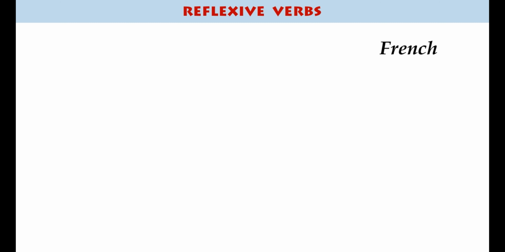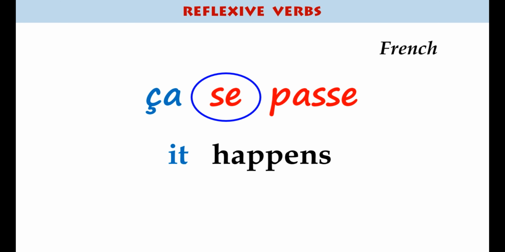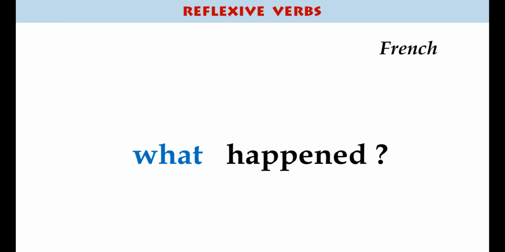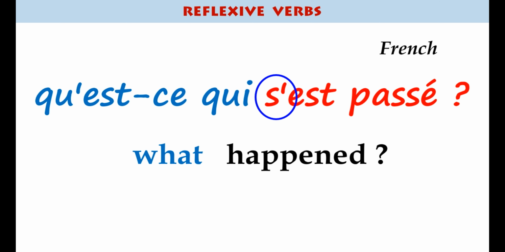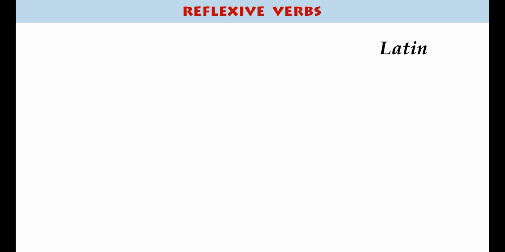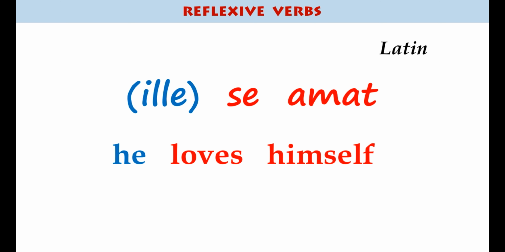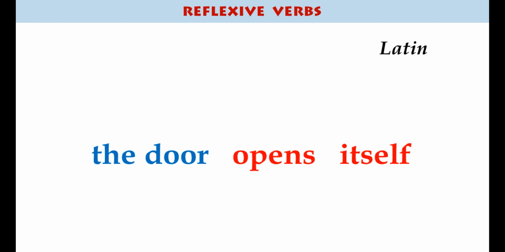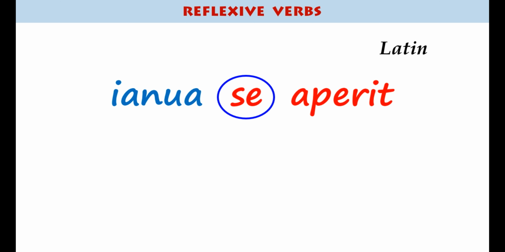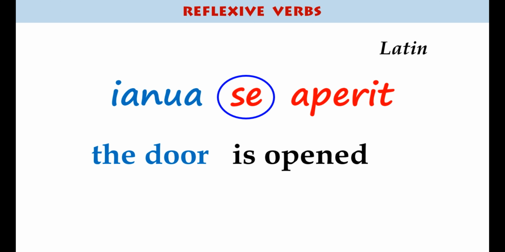Here's another strange one. To happen. Something happens. In French, il se passe. Ça se passe. What happened? Qu'est-ce qui s'est passé? You hear them in Latin as well. The se there turns up. Looks exactly the same as the French. He loves himself. The door opens itself, or the door is opened in English.